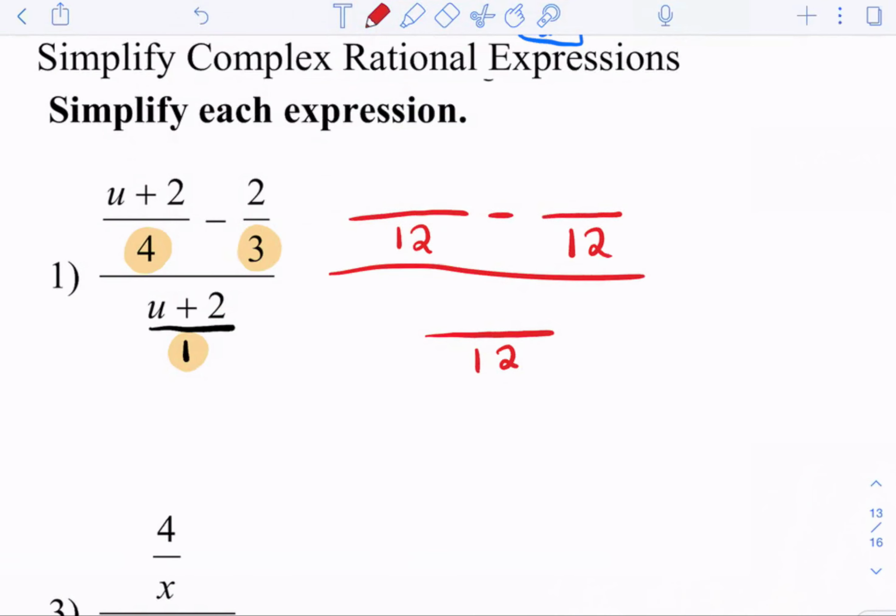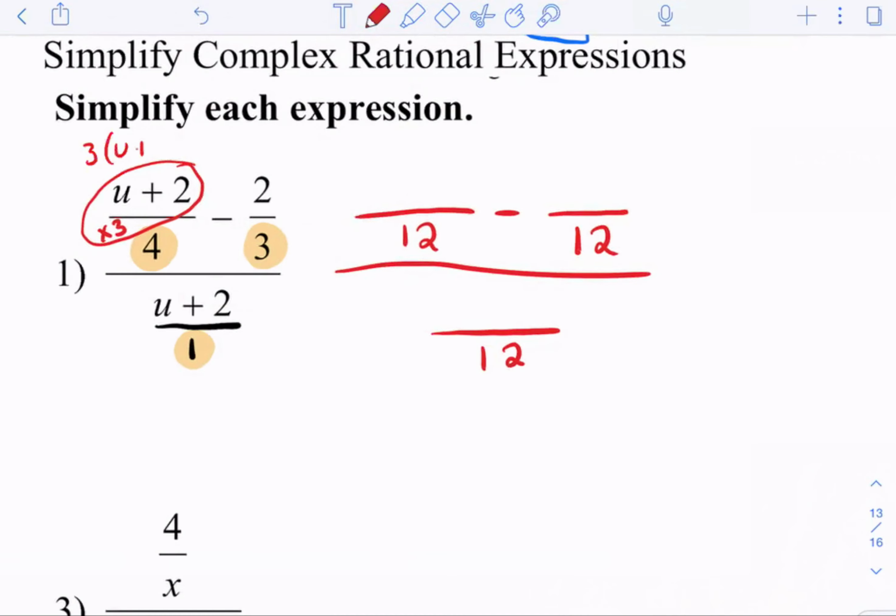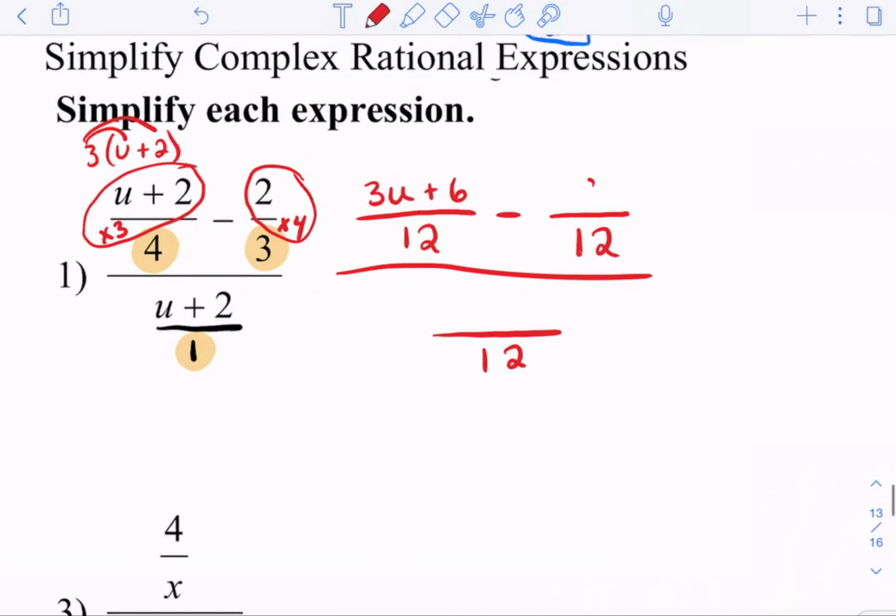Okay, so now if you look here, to get from a 4 to a 12, I had to multiply by 3. So now I have to multiply the whole numerator by 3. So 3 times u plus 2. Don't forget you need to distribute. It becomes 3u plus 6. To go from a 3 to a 12, I had to multiply by 4. So now I have to multiply the numerator by 4. 2 times 4 is 8.